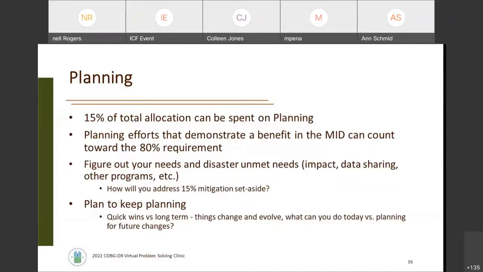projects. So plan to keep on planning, quick wins versus long-term success, things that change and evolve. What can we do today versus planning for future changes? So CDBG-DR funds really do focus on how can we build back in a more resilient, stronger, hardening, more mitigated factors in our design. And so using planning resources to make sure that we're not just putting back what was there before that could be subject to repetitive damage, but that we're thinking through what are the best materials, the best designs, and utilizing all of the current research, knowledge, and data that's available to inform those plans for better programming.